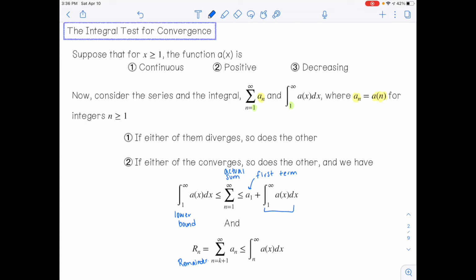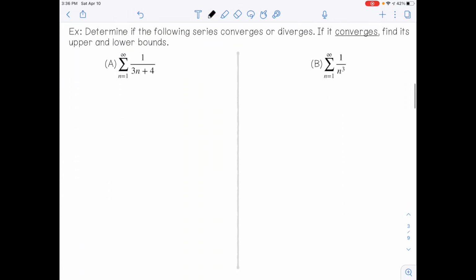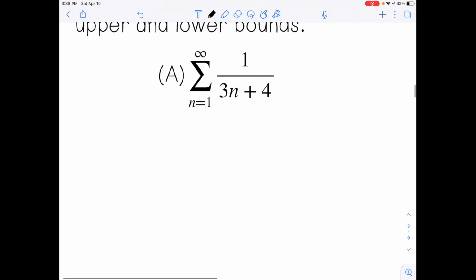So let's look at how to use this in a couple of examples to kind of see how to apply it. So we're going to determine if these 2 infinite series converge or diverge. And if they converge, we're going to find the upper and lower bound. So we're going to find that window that the sum is actually in between. So let's consider this function first. So we want to get in the habit of always doing the nth term test first. So the first thing we're always going to do is try the nth term test for divergence.